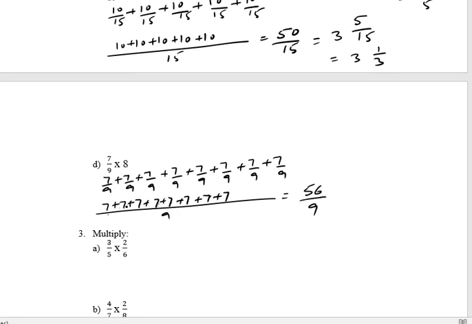These are added: 7 plus 7, 14, 14 plus 7, 21, 21 plus 7, 28, 28 plus 7, 35, 35 plus 7, 42, 42 plus 7, 49, 49 plus 7 is 56.